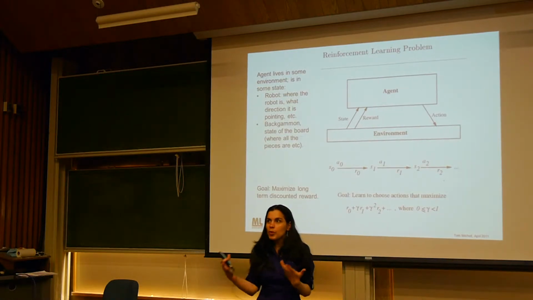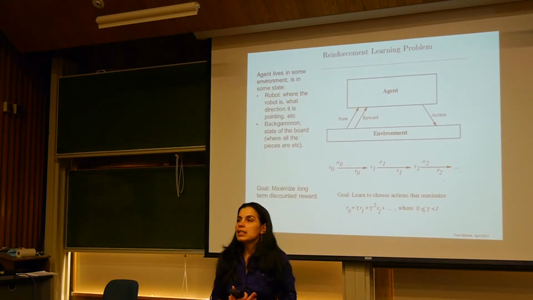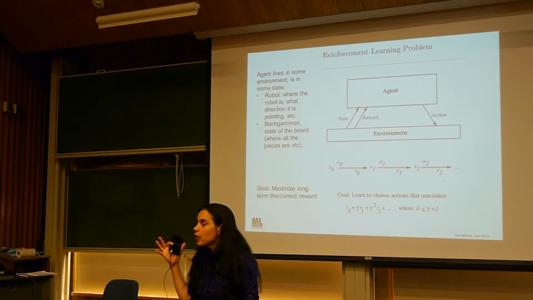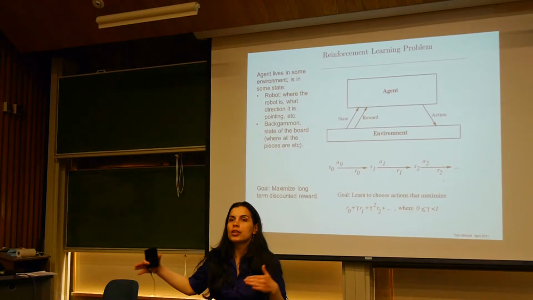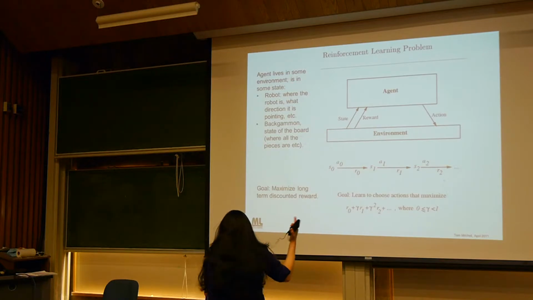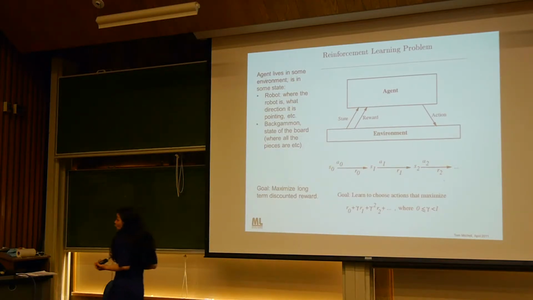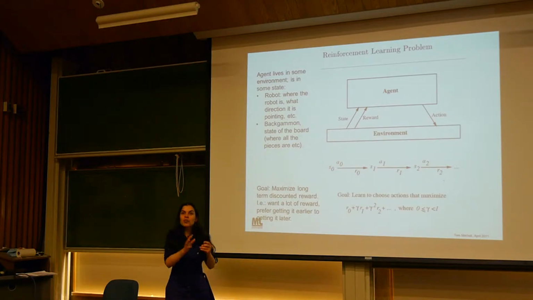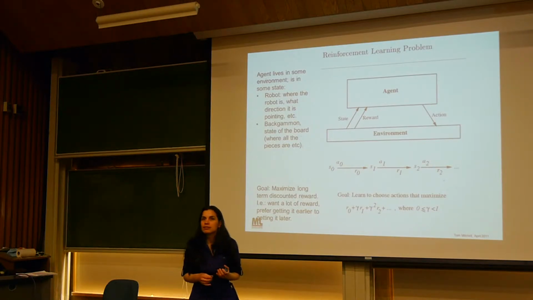Why do I say discount? Because gamma is a number between 0 and 1. As time goes on, I put less and less weight on the reward I get at time t as t becomes larger and larger. So one way to think about this objective is that we do want to get a lot of reward, but we care more about the reward we get immediately. That's what long-term discounted reward captures.